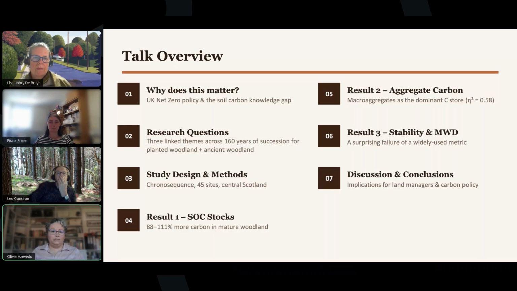So here's the roadmap for the next 20 minutes. We'll start with why this actually matters from a policy perspective, and move on to the 3 research questions we were trying to answer, then the study design, and then I'll take you through the 3 main results in turn. I'll finish with what I think are the practical take-homes for land managers and carbon accountants. Next, please.